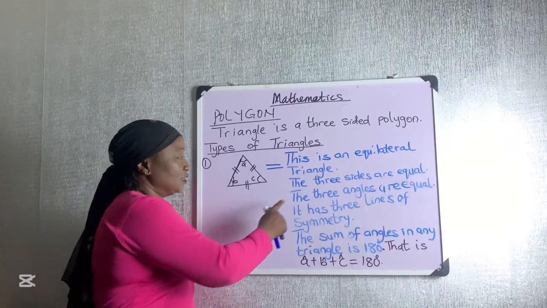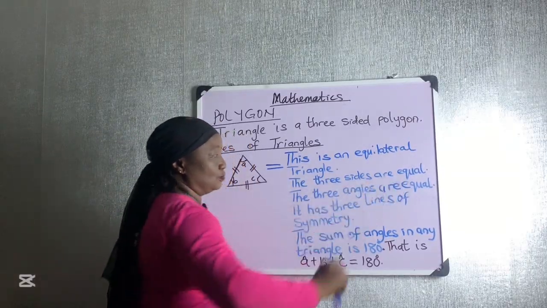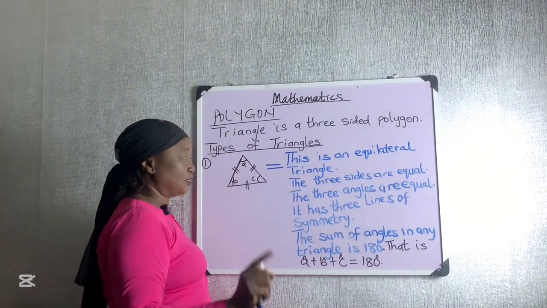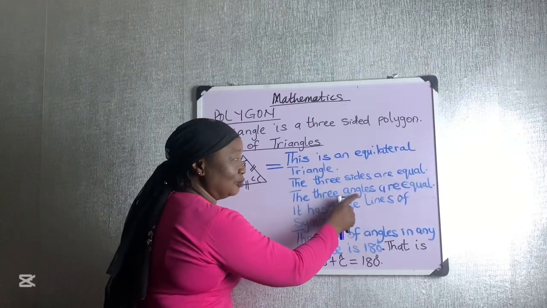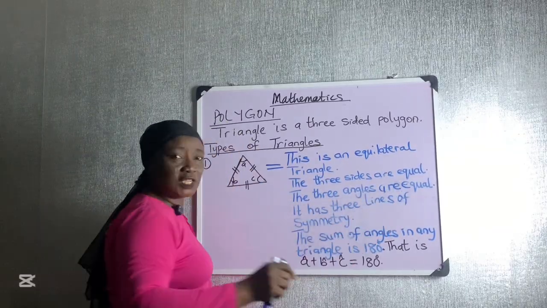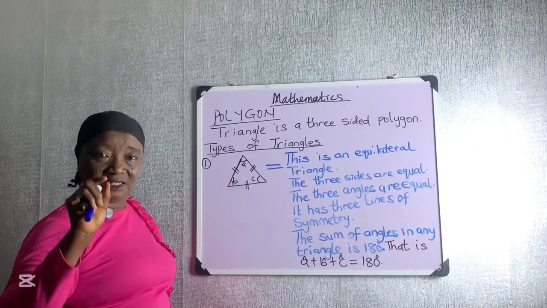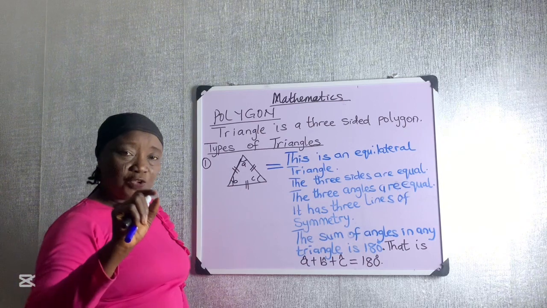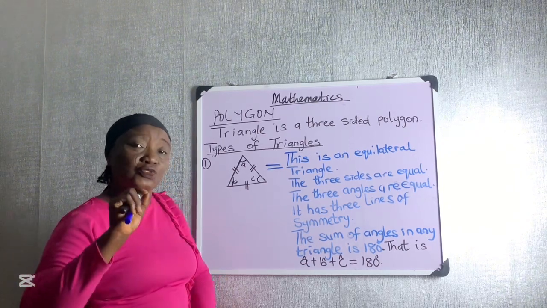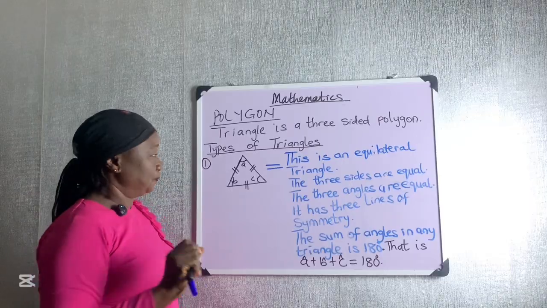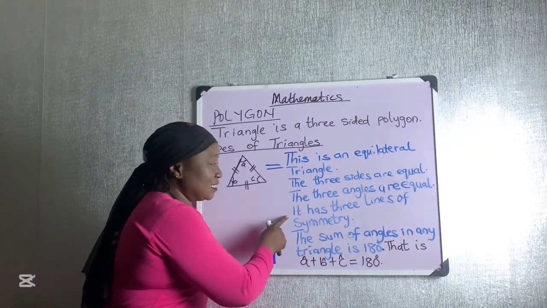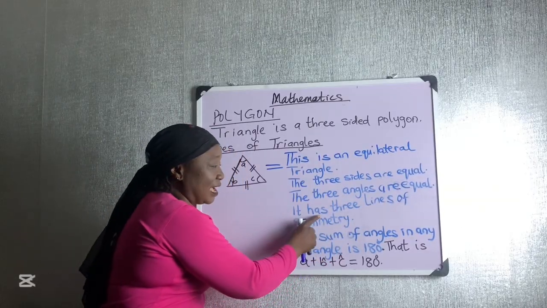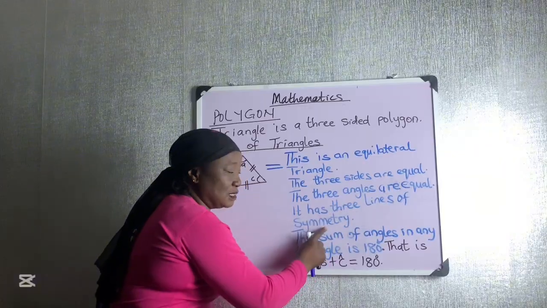Number one, the three sides are equal. Number two, the three angles are equal, which means each angle is 60 degrees. You know, when you say 60 times 3, it will give you 180 degrees. Another property is that it has three lines of symmetry.